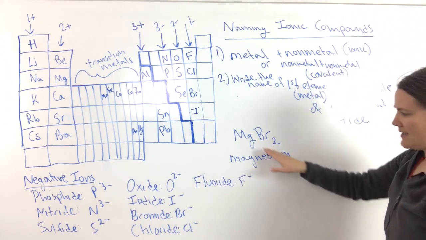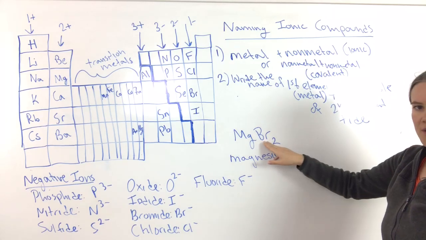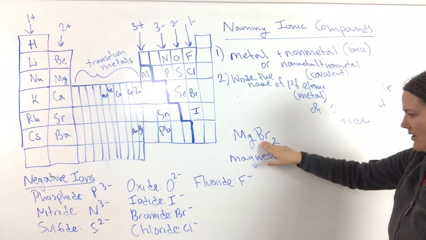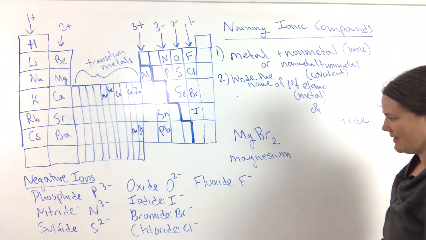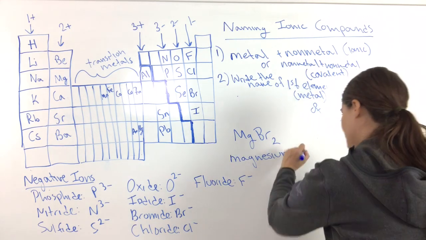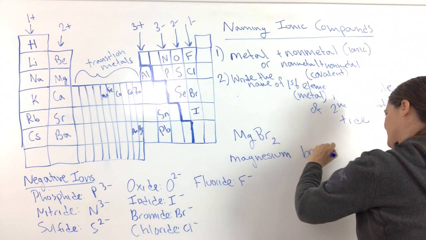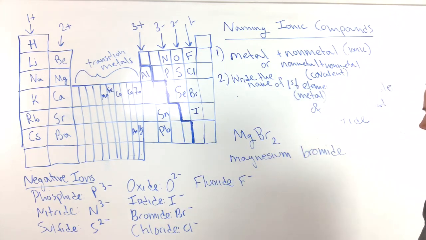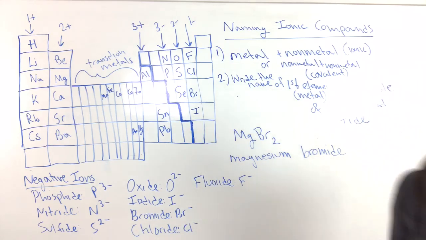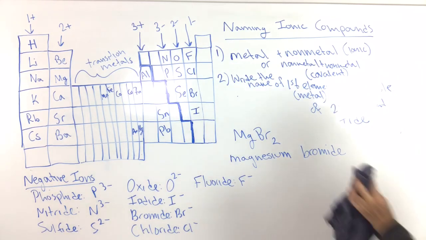And then we use the first syllable of the second element and add "ide" to its name. So we have bromine, so that's going to be bromide. So this is magnesium bromide. Now let's do a couple more.